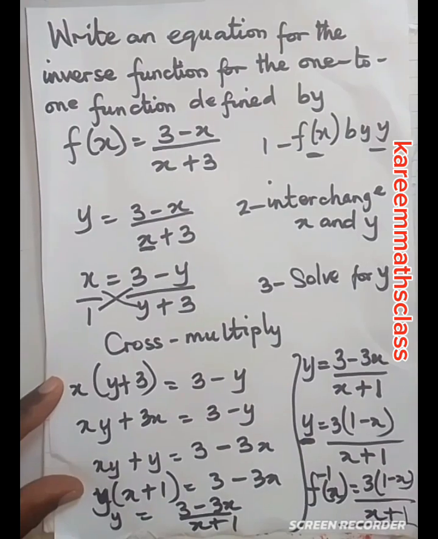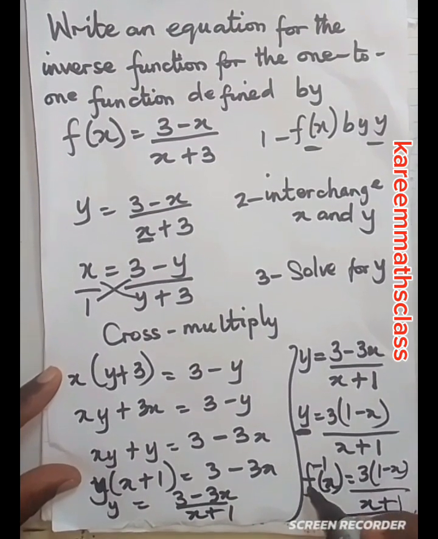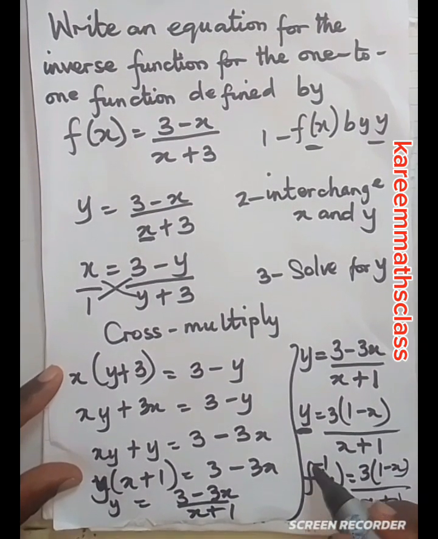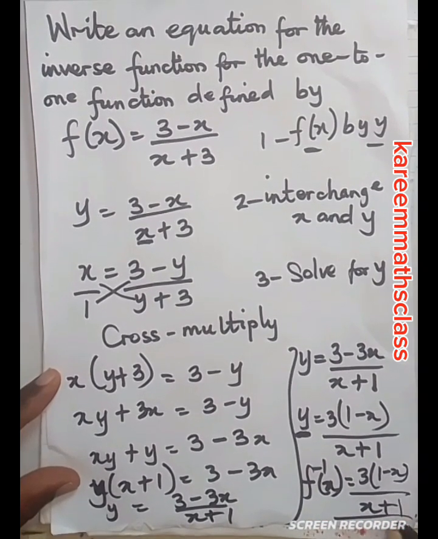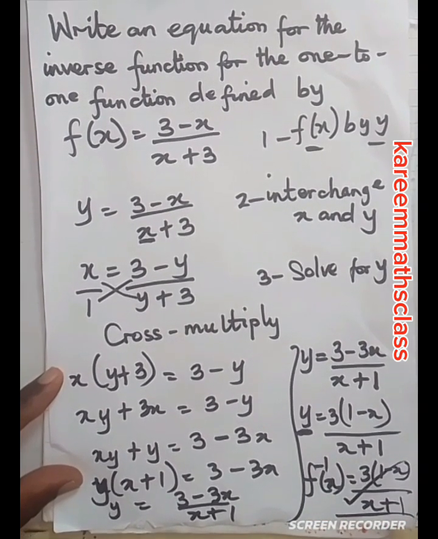So this is our final answer. The function f raised to power minus 1 of x is equals to 3 in bracket 1 minus x over x plus 1. That's our final answer.